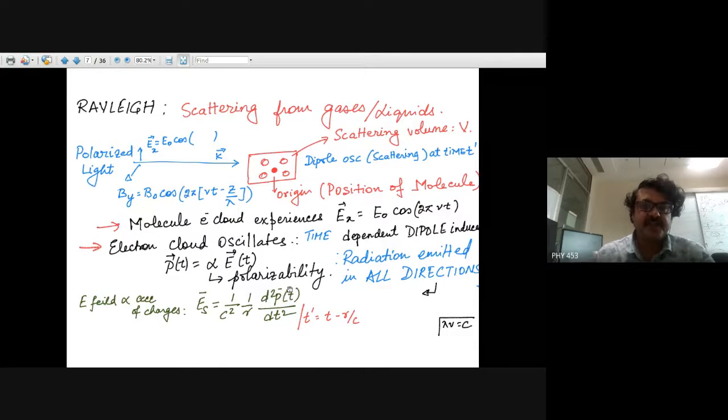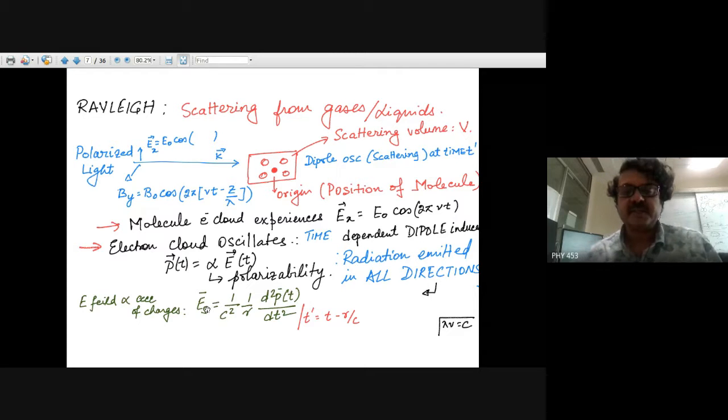And the electric field will be proportional to the acceleration of the charges. If p was the dipole moment, d²p/dt², that's what the radiation emitted in all directions will depend on. But moreover, the electric field will decay from the origin as the light is radiated out as 1/r, right?